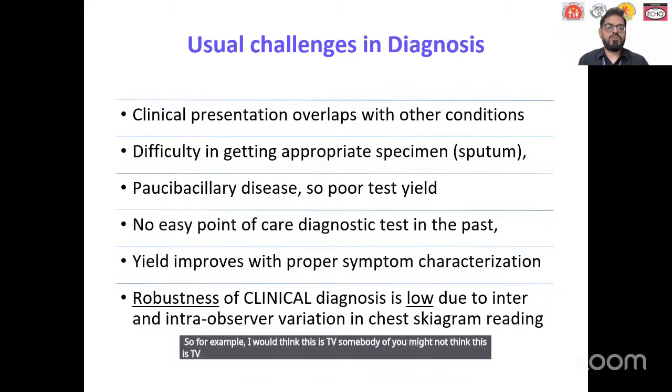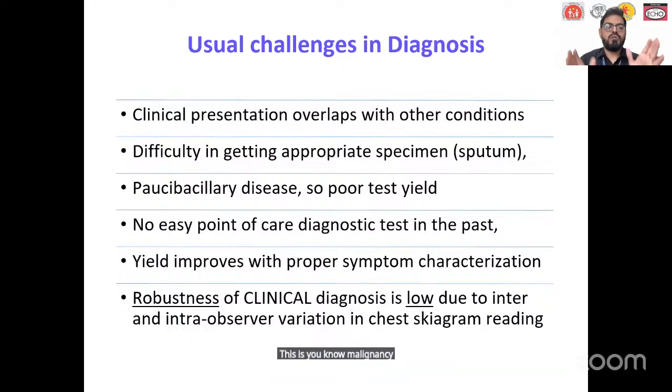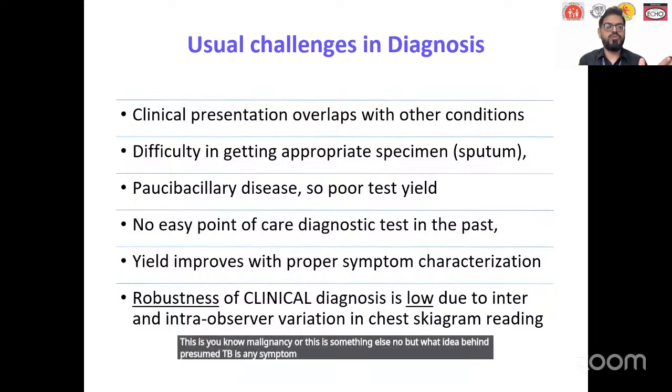This is malignancy or this is something else? No. But the idea behind presumed TB is that for any symptom going on for more than 2 weeks, TB has to be kept as one of the differentials. Nobody is saying that you don't work up for other causes like a malignancy, autoimmune disorders or inflammation. Yes, you can do that, but keep TB as one of the differentials so that we get more and more number of cases.